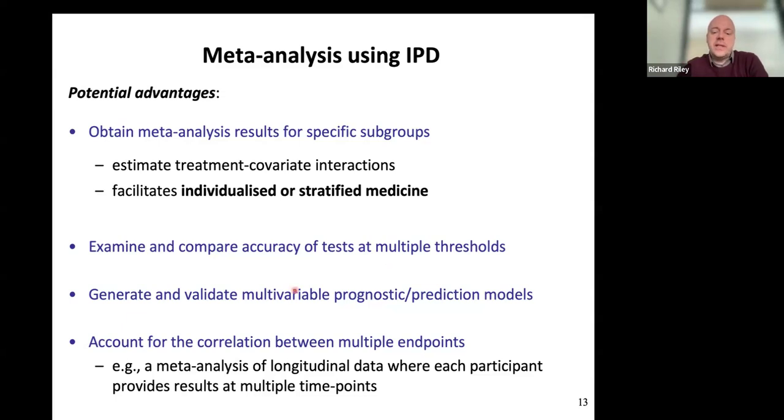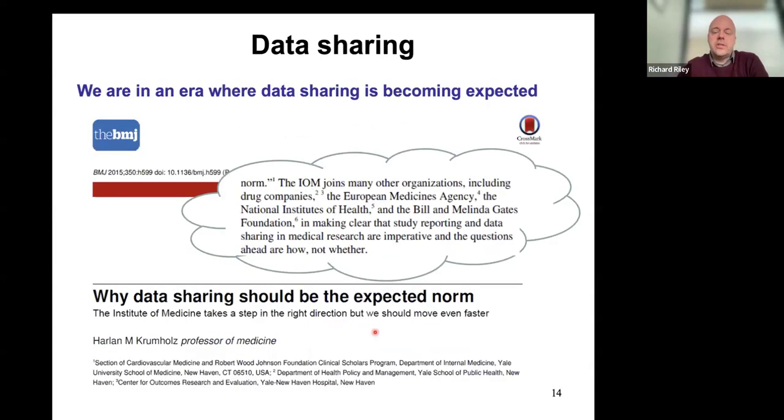I can generate and validate prediction models. I could also account for correlation where needed. So, for example, sometimes we have studies where we have longitudinal data and individuals followed over time, and we have multiple measures, for example, blood pressure at 6 months, 12 months, 24 months. I can account for that correlation properly if I've got the raw data. So lots and lots of potential advantages.